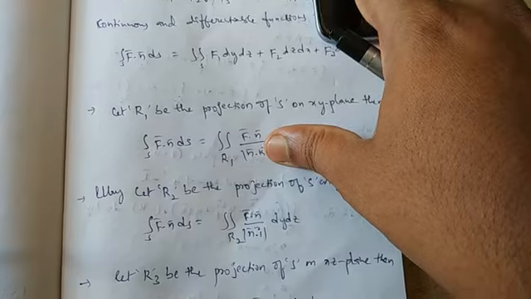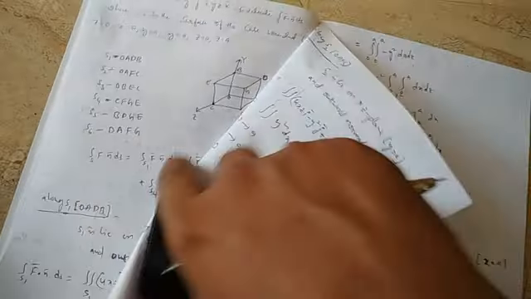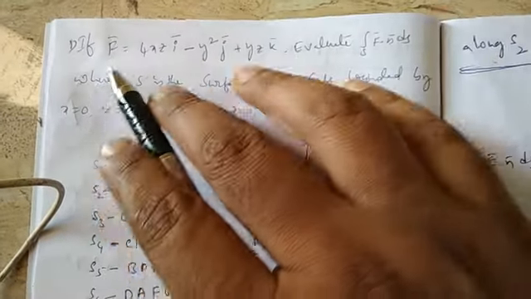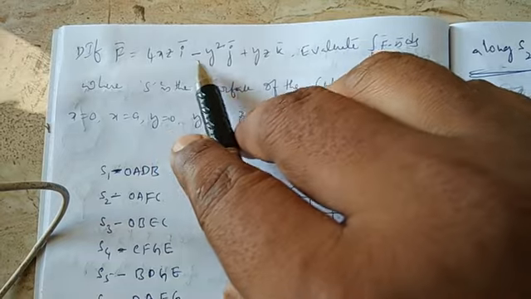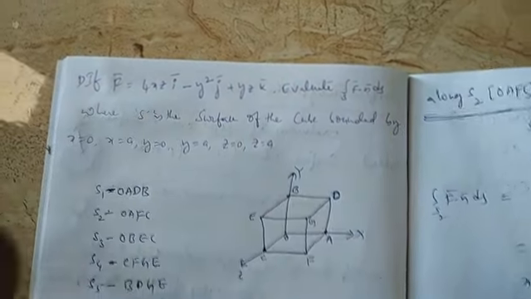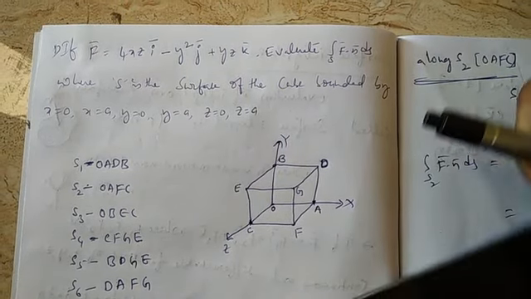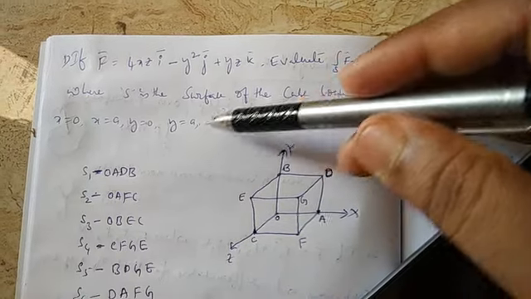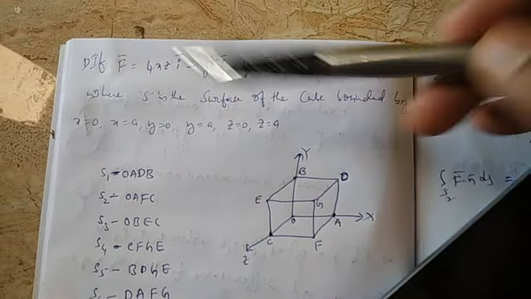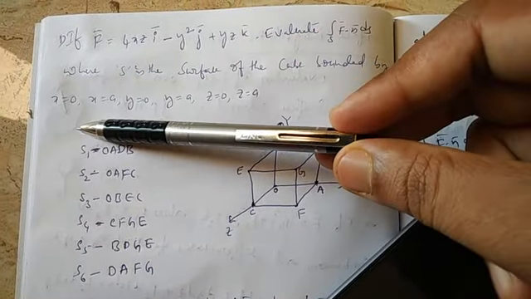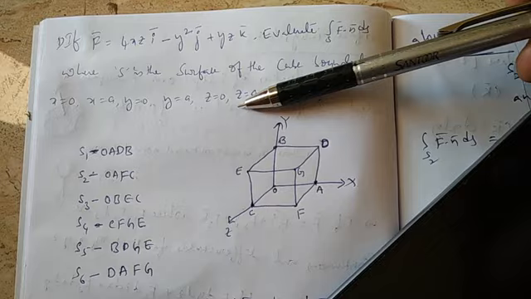Now look at a problem, then the surface integral will be easy to understand. The very first problem for the surface integral: if F bar equals 4xz i minus y squared j plus yz k, evaluate the integral over S of F dot n dS, where S is the surface of the cube bounded by the planes x equals 0, x equals a, y equals 0, y equals a, z equals 0, z equals a.